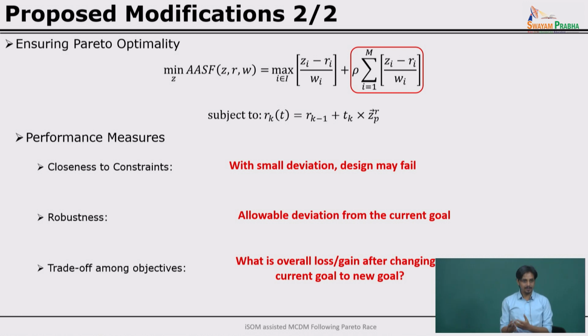Another could be robustness. If I take the same example of the flight, we will be deciding which flight to take. What robustness says is, okay, I found a solution which is giving me very low cost, but the problem is that this flight usually gets delayed, and I know this information. So there is an uncertainty. What if it delays? Would I still consider that solution or not? These are a few practical aspects we have to include in decision making. So closeness to constraint, robustness, and trade-off among the objectives are the three performance measures that I have introduced in Pareto race, but there could be others as well.